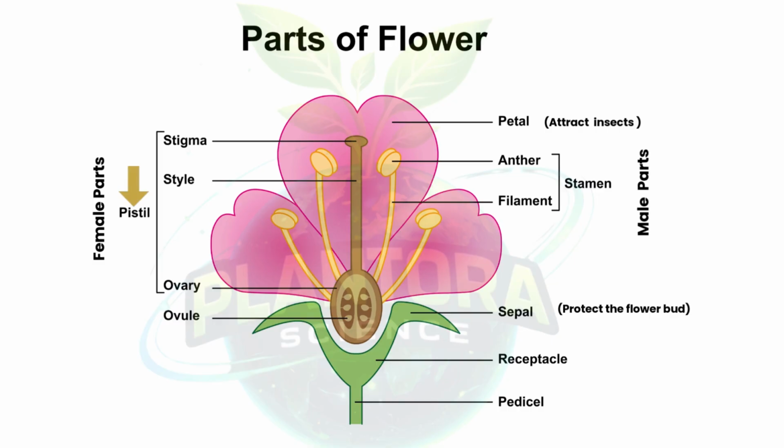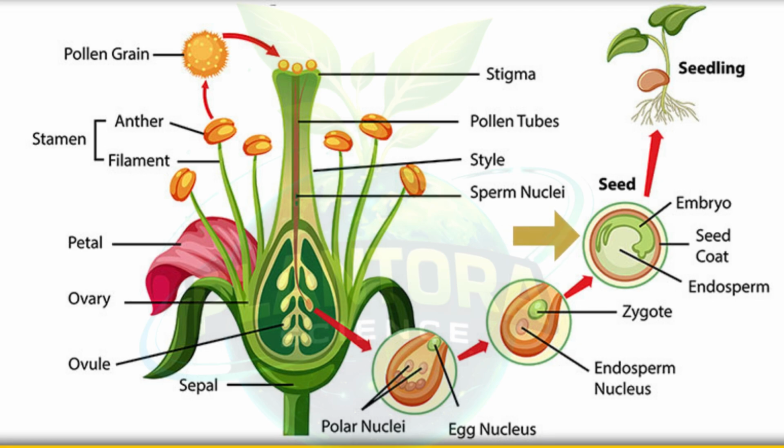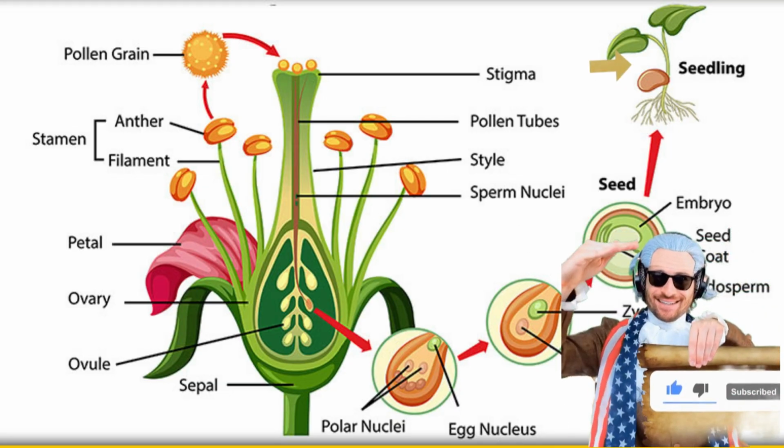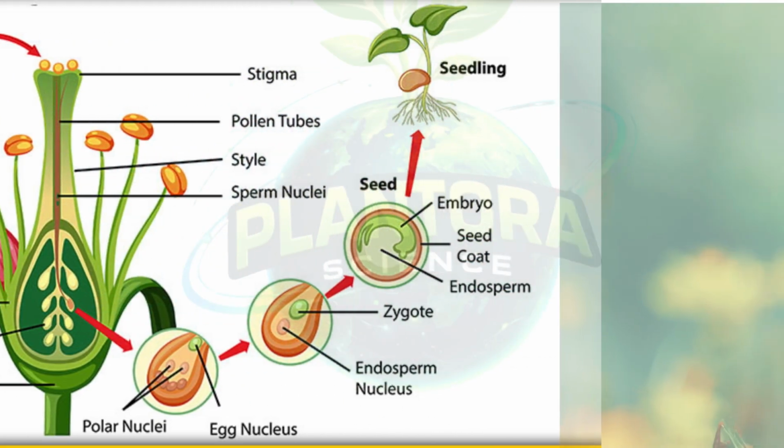The pistil is the female part, made up of the stigma, style, and ovary, where ovules develop into seeds after fertilization. Together, these parts work in harmony to enable pollination, fertilization, and the growth of new plants, making the flower an essential structure for plant reproduction.